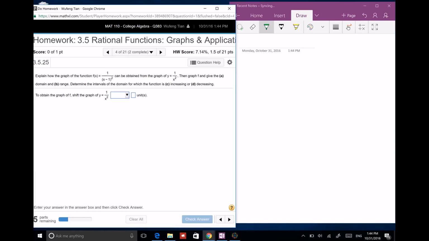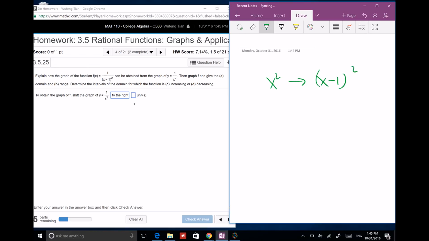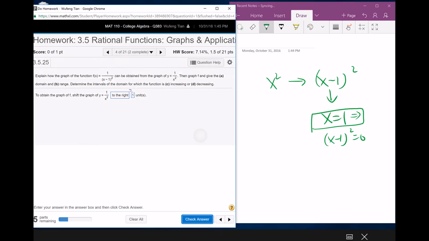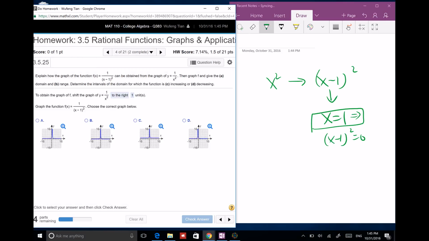Next one. Explain how this graph can be obtained from this one. You shift it to the right by 1 unit, because from x squared to (x minus 1) squared, when x equals 1 the whole thing becomes 0. Basically x equals 1 is positive 1, so shift to the right by 1 unit. So shift the whole thing by 1 unit to the right. Which one shifts 1 unit? A shifts 1 unit to the right side.